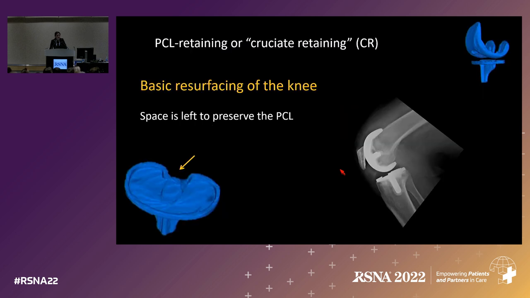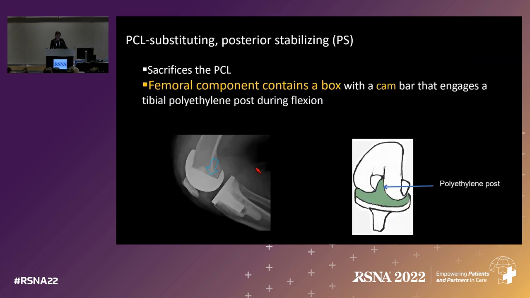So this is the most basic type of knee replacement. This is called PCL retaining or cruciate retaining, and is just basically a resurfacing of the knee. You can see on the tibial plate here, they left a space behind for where the PCL is going to come out. And on that radiograph, basically what you see is everything that was a cartilage surface on the femur and the tibia is now very thin, smooth metal, right? We just put metal where the cartilage used to be and we put a spacer in between.